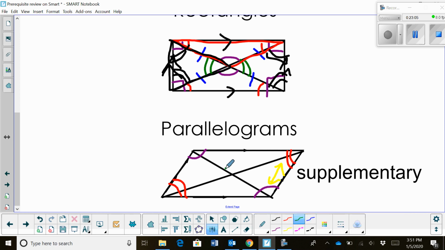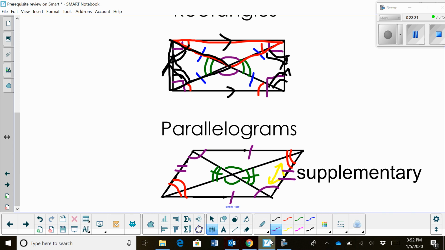We also have vertical angles at the center. So this green angle is congruent to this green angle, and this green angle is congruent to this green angle. So those are congruent. We also know sides. This side is congruent to this side, and this side is congruent to this side. So the opposite sides are congruent, opposite sides are parallel, opposite angles are congruent.